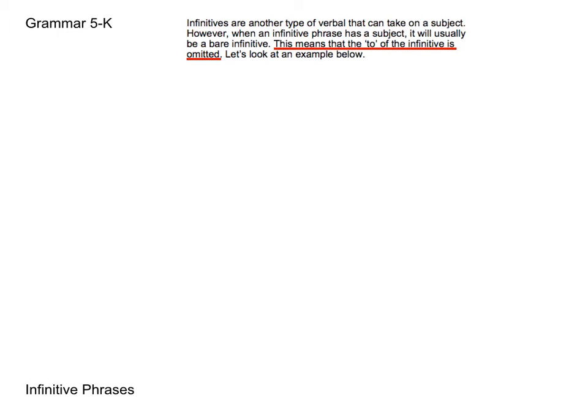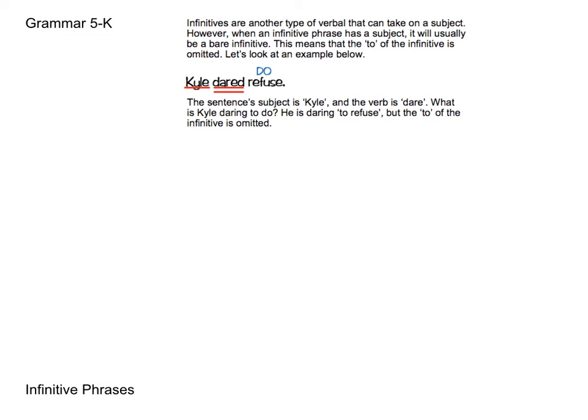So let's look at one example without a subject first. Kyle dared refuse. Well, Kyle is our subject, and the action he is completing is daring. And what is he daring to do? He is daring to refuse. But we don't put the to in the infinitive, we just omit it. You could put the to in there, Kyle dared to refuse, and it still makes sense. But sometimes you may want to use a bare infinitive when you're writing, and it just makes the sentence flow a little bit better. Kyle dared refuse.